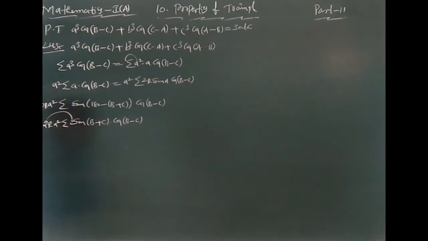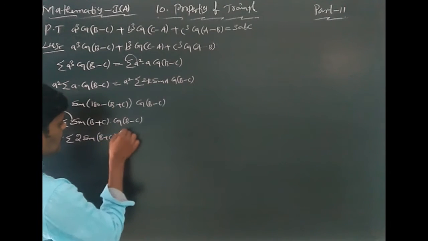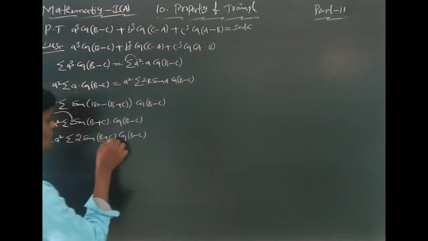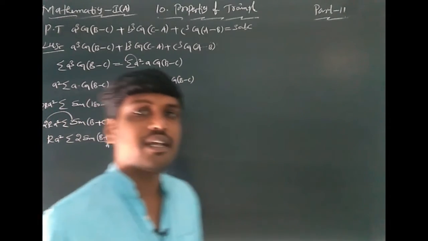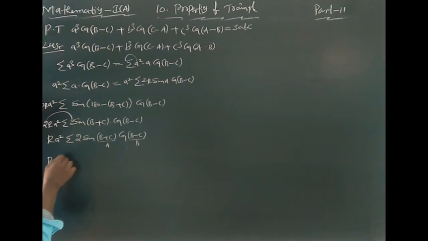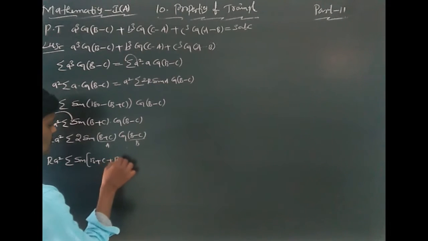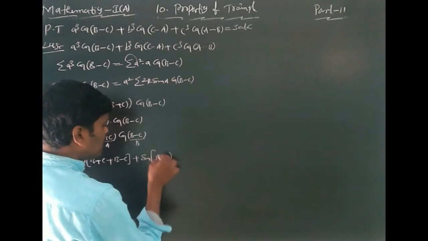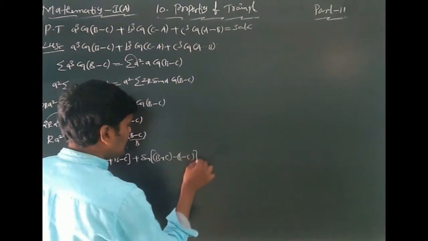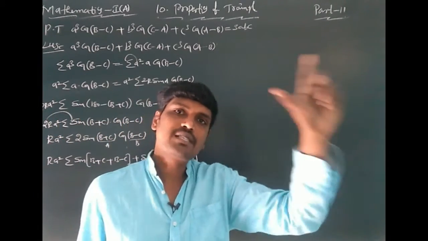These two multiplied, what do you get? R into a square summation of 2 into sine of b plus c into cos of b minus c. 2 sine a cos b: is the formula there or not? The 2 sine a cos b formula is there: sine of a plus b plus sine of a minus b. Here a plus b is b plus c plus b minus c, and a minus b is b plus c minus of b minus c.